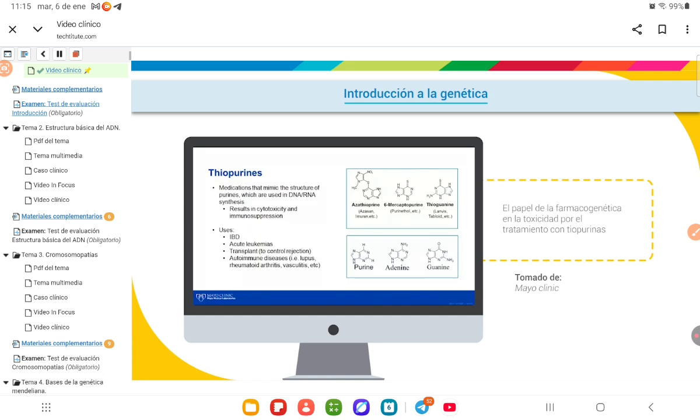Thiopurines are medications used for a variety of indications, including inflammatory bowel disease, acute leukemias, autoimmune disorders, and in the setting of transplantation to avoid rejection. These medications mimic the structure of purine bases that are incorporated into DNA and RNA. Thiopurines lead to cytotoxicity and immunosuppression.